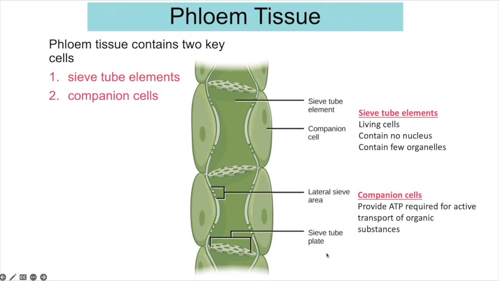So if we have a look at the structure of phloem and xylem, here we can see the phloem tissue, and it's made up of two key types of cells. We have the sieve tube element cells, which are shown here in the middle, and the companion cells, which are on the outside or either side of the sieve tube element.